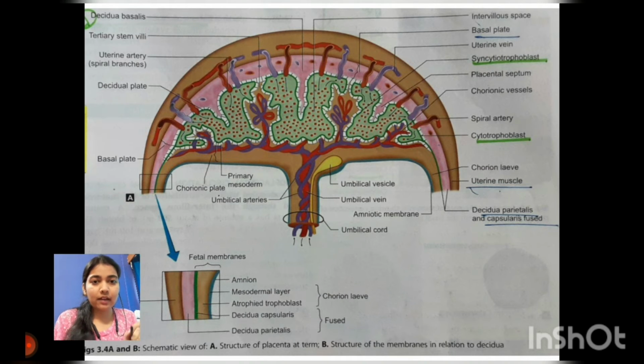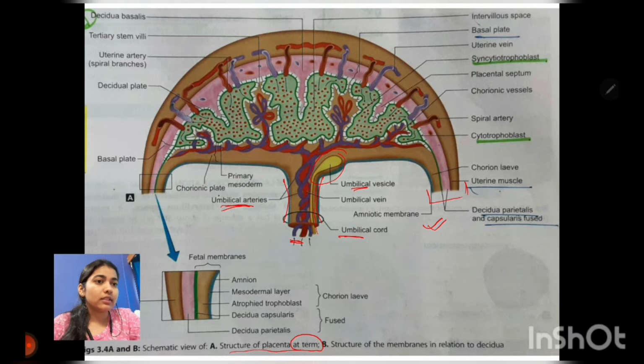I have taken this diagram from Dutta's Obstetrics book. So here you can see the structure of placenta at term. This is the placenta at term, in which you can see this is the umbilical cord, containing vessels, umbilical arteries, and this is a remnant structure, the umbilical vesicle. And I have discussed this remnant part in the umbilical cord video.